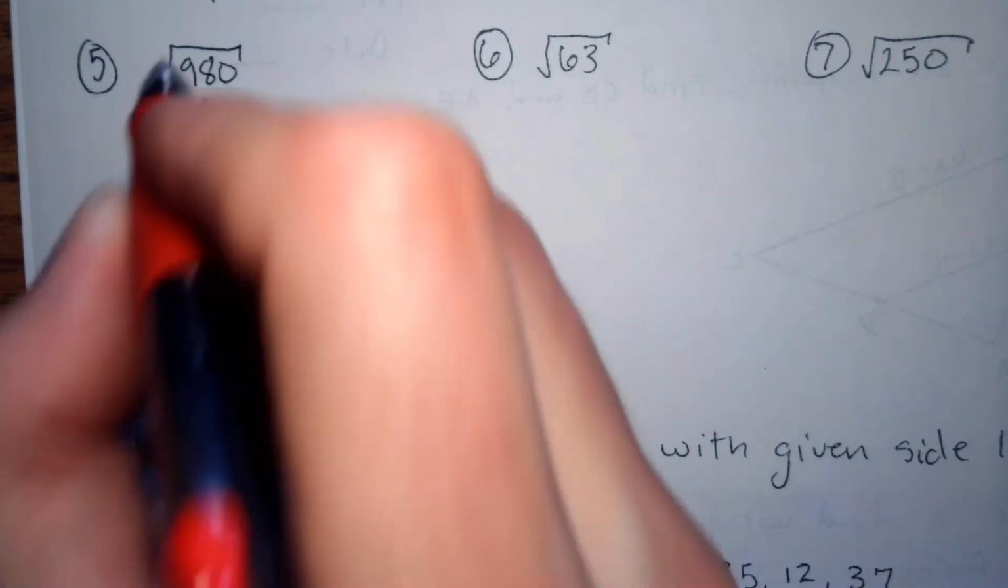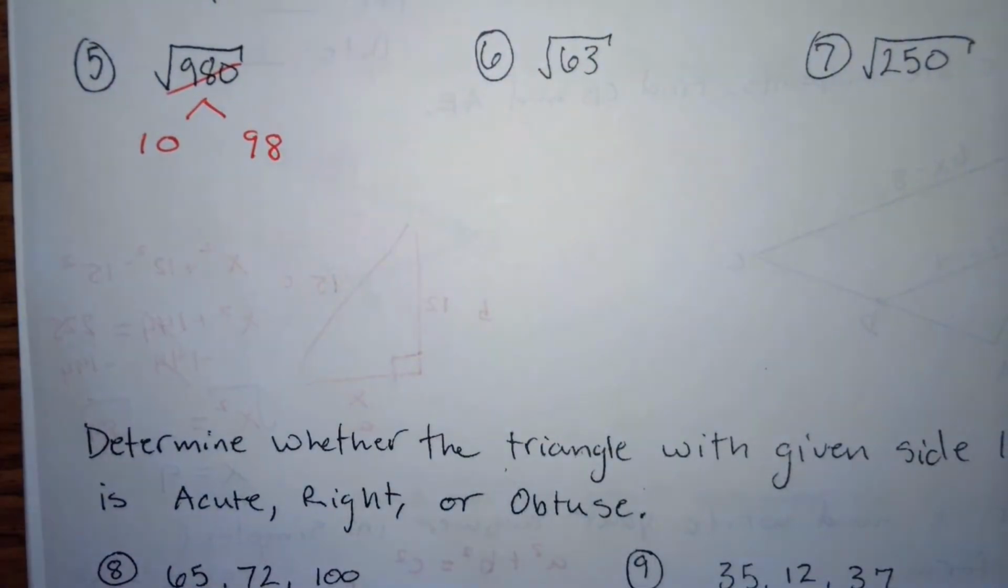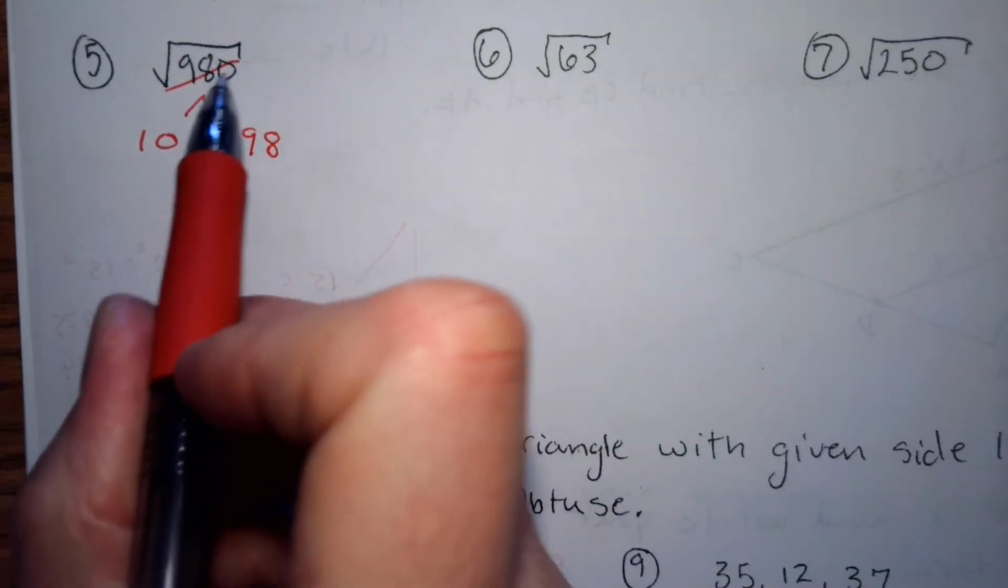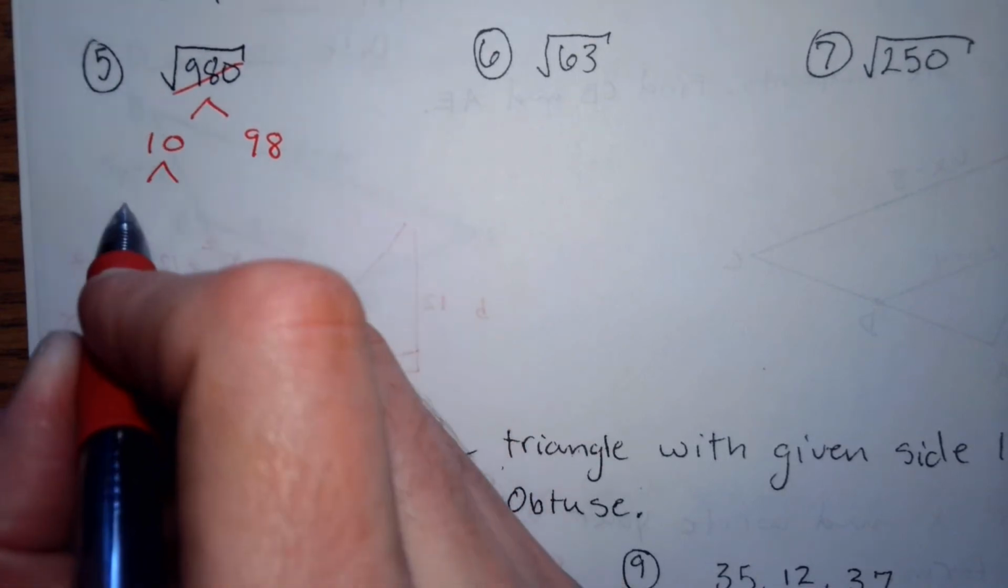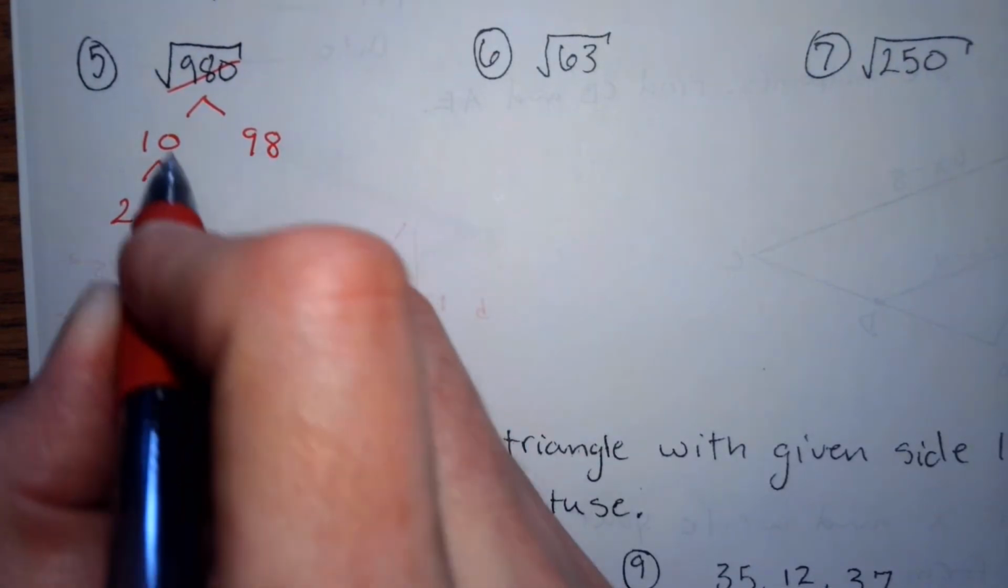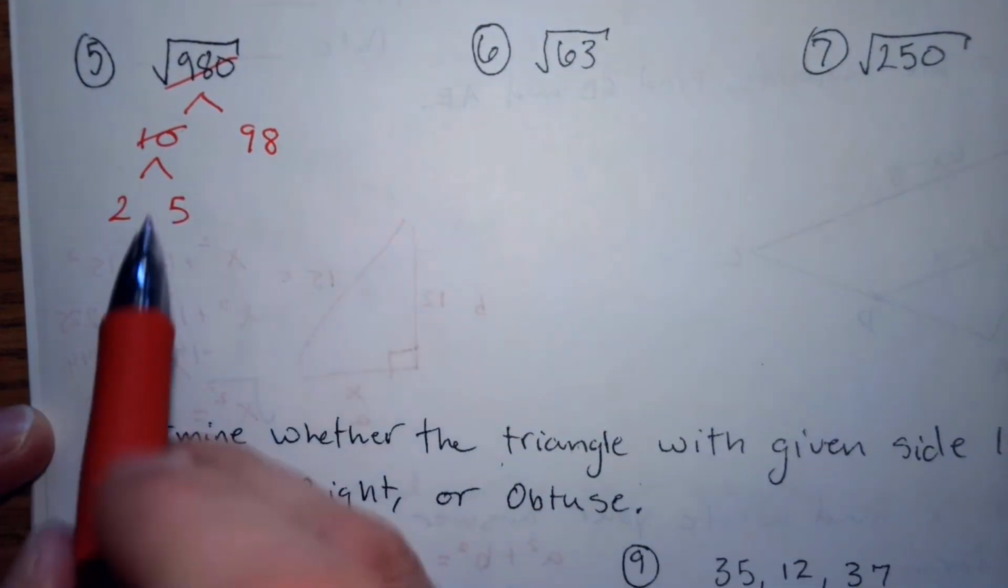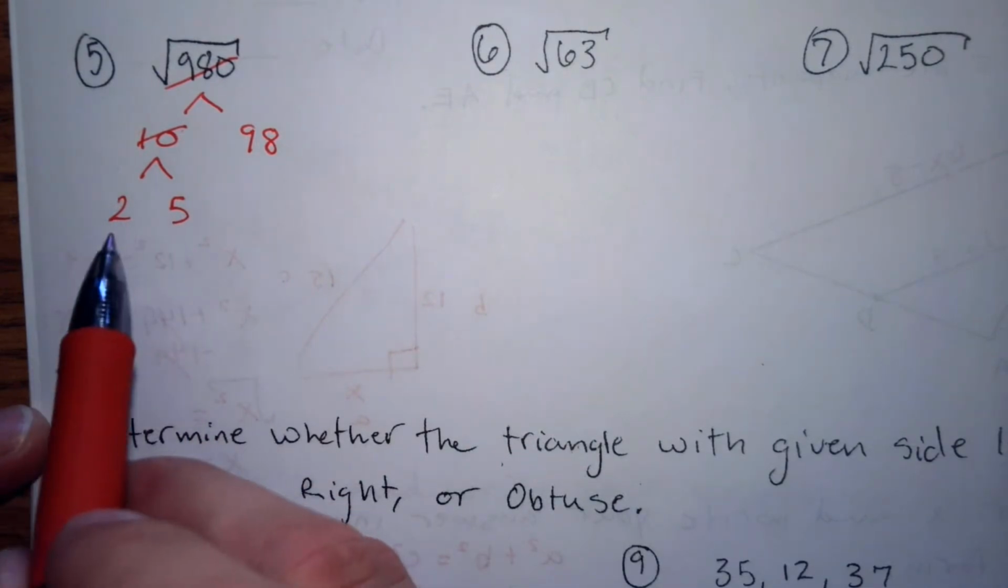Anytime we break something down, we don't need it anymore. Some people get confused on what to include and what to not include. Anything that has 2 lines coming from it, you don't need anymore. And then you can break the 10 down into 2 times 5. I don't need the 10 anymore. I can't break these down, so I'm going to stop there.